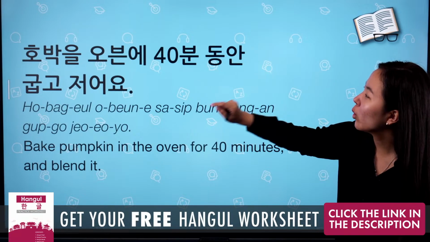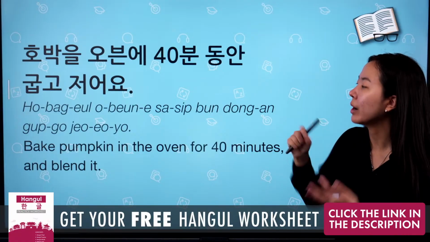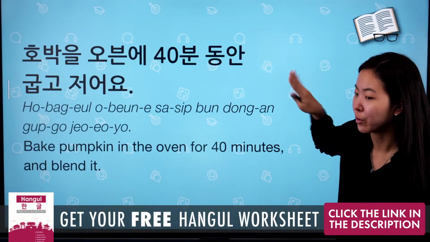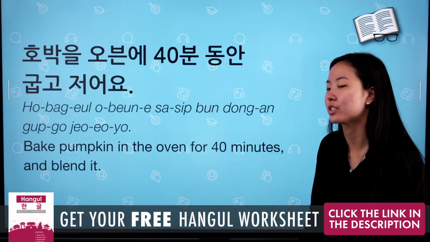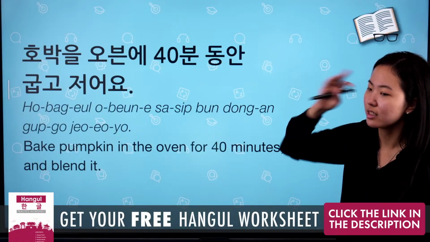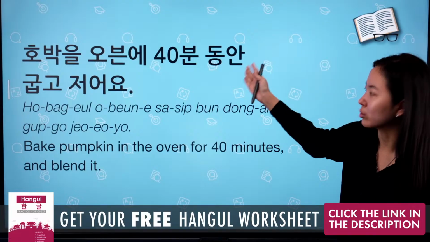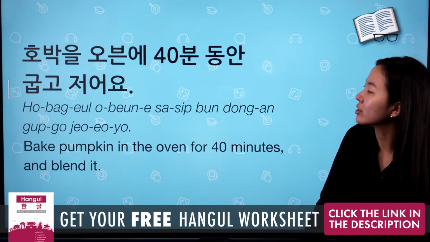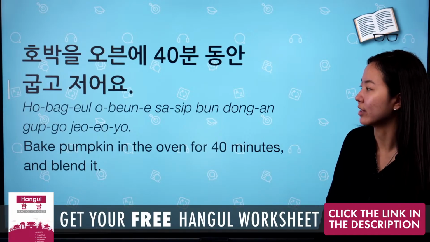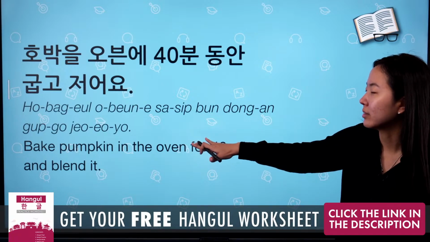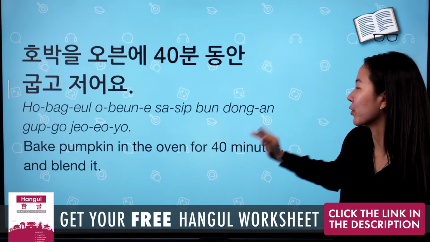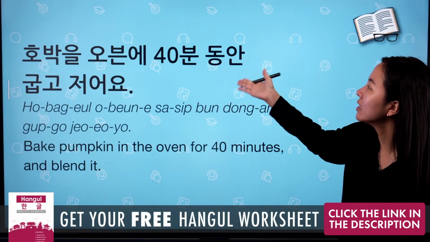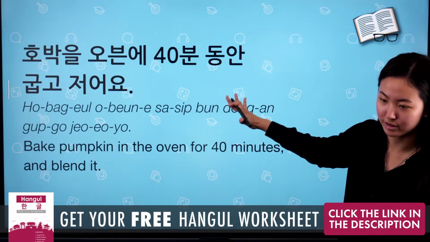We're saying 호박을 오븐에. So the pumpkin in the oven. 40분 동안. For how many minutes? 40 minutes. We have 분 over here, so it means 40 minutes. 굽고 저어요. Bake it and also blend it, mix it, right? Bake pumpkin in the oven for 40 minutes and blend it. 호박을 오븐에 40분 동안 굽고 저어요.